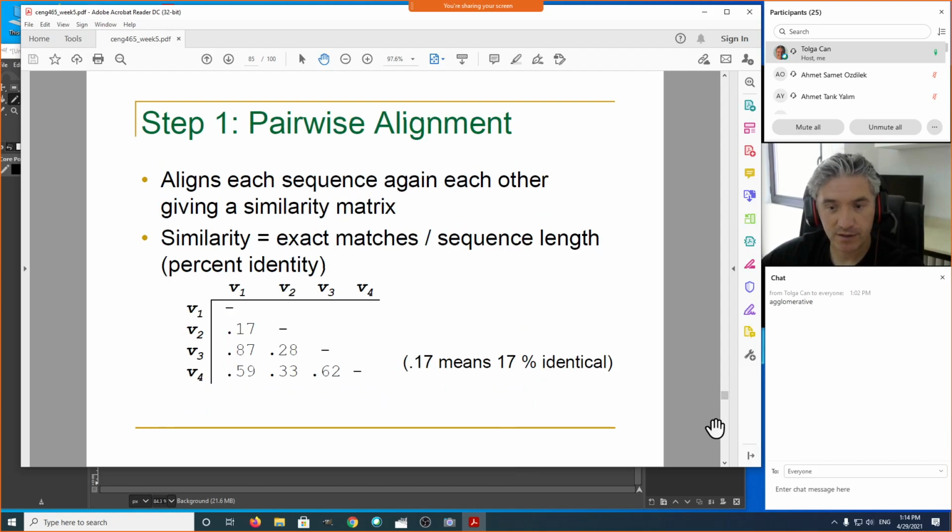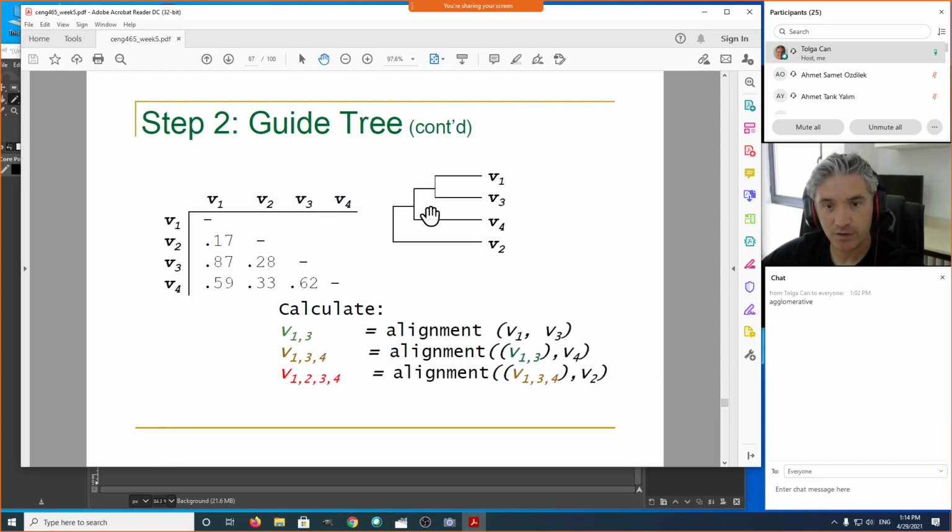This tree is something like this. Let me show you. So this is a guide tree. What does this tell us? It tells us that V1 and V3 are the most similar sequences to each other. You first align them together, then the resulting profile should be aligned to V4, then the resulting profile should then be aligned to V2. So what I just said is written here in terms of alignments.